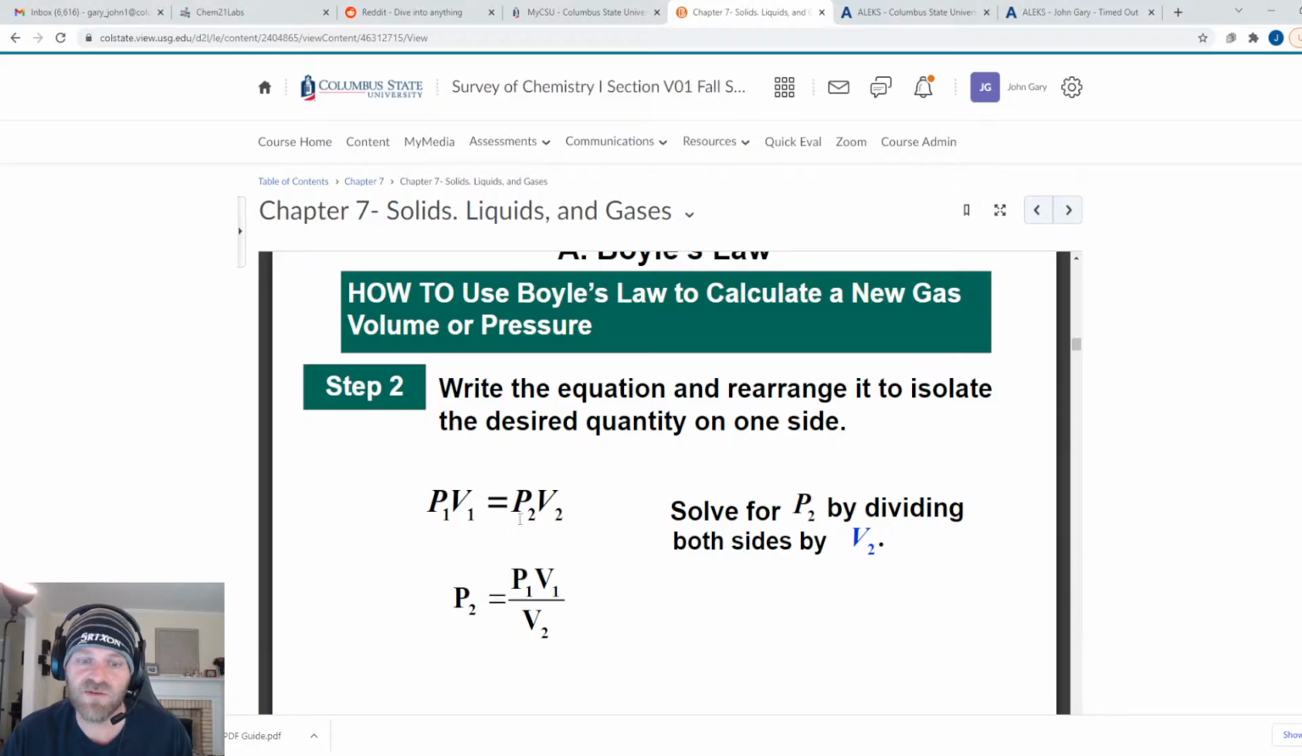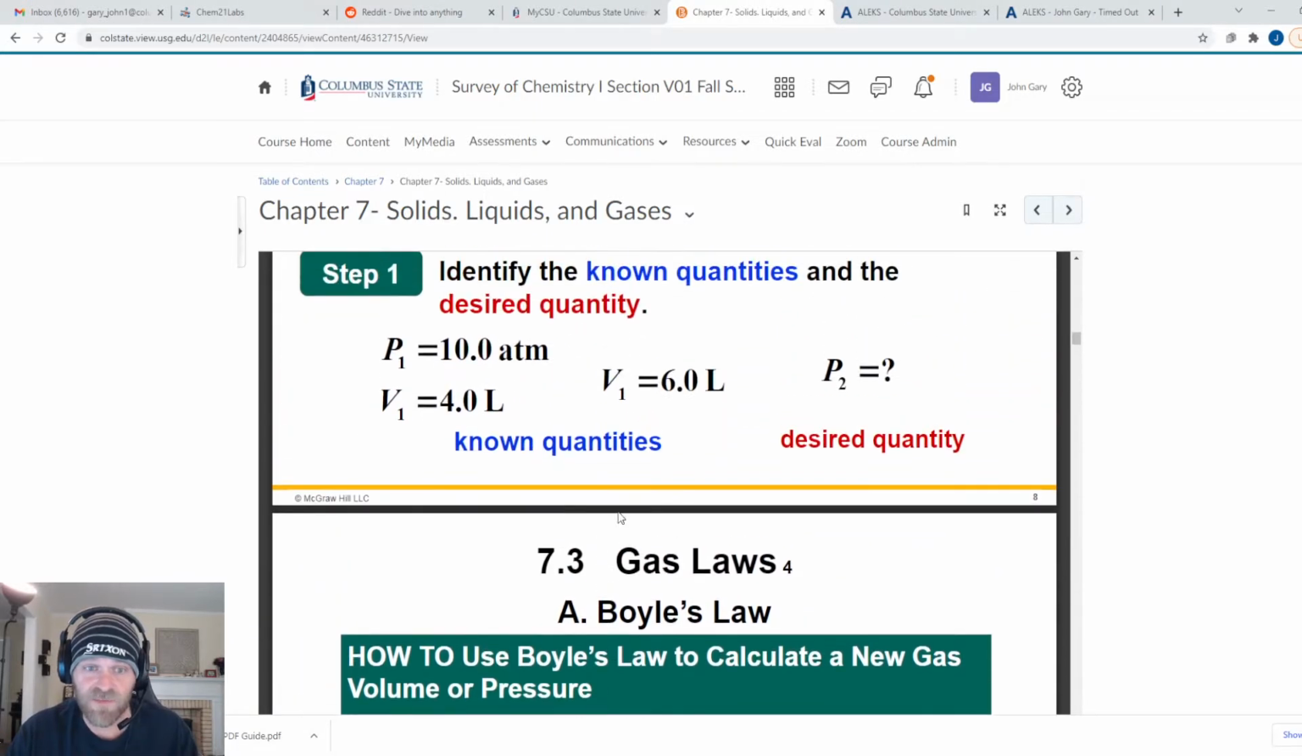P1 V1 equals P2 V2. And now this P1 and V1 is just saying that the pressure in vessel 1 is 10 ATMs. The volume of vessel 1 is 4 liters. I changed the volume to 6, so that would be my V2 actually right here. That should be a 2.